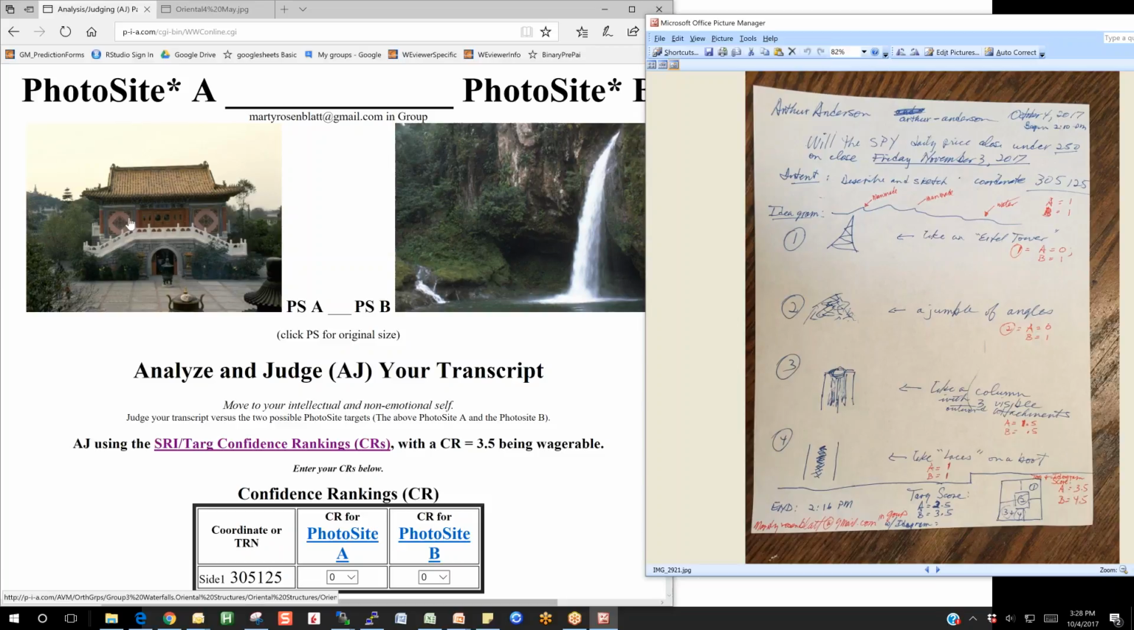Where? Oh, here, and here. Yeah, you're right. Those were the main ones that I drew as well. Those were the exact structures that I had on my drawing.